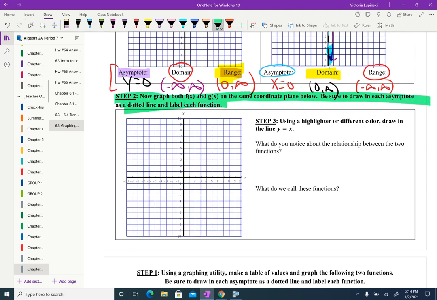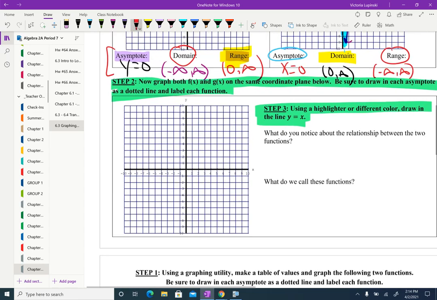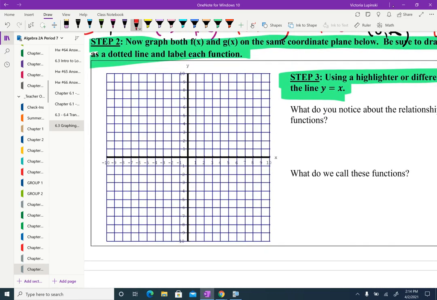When we do that, we are going to start by using a highlighter or a color to draw in the line y equals x. The y equals x line, hopefully you remember, is a diagonal line that goes through the origin with a slope of 1. So it basically goes through the origin and then down 1, left 1, or up 1, right 1 the whole time. So again, this is the line y equals x. That's kind of the magic line whenever we're talking about inverses.